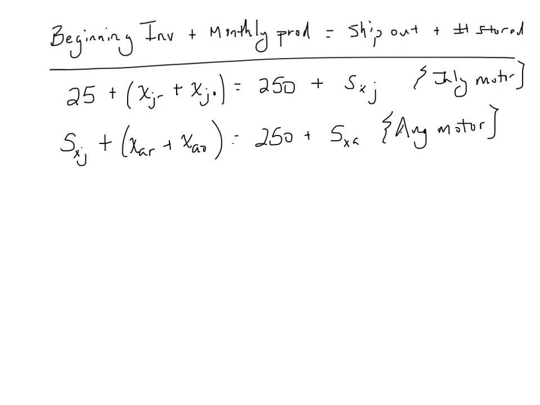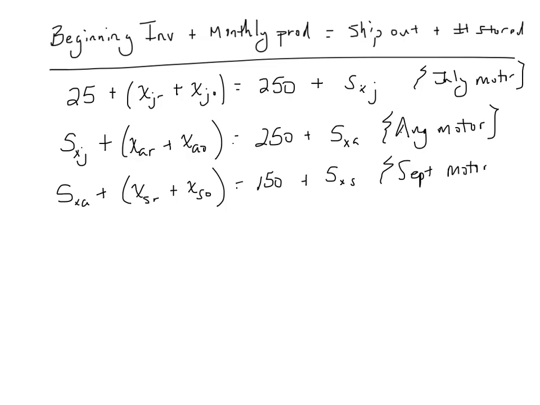And then finally for September for motorhomes, what we stored at the end of August is our beginning inventory. What we produced was XSR plus XSO. And the demand there was only 150. And we might need to store some at the end of that. In fact, we do want to do that, right? I think there's a constraint somewhere that says we want to have so many left over at the end. So this is September production for motorhome cabinets.